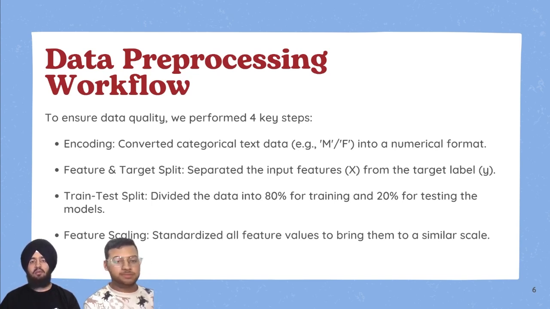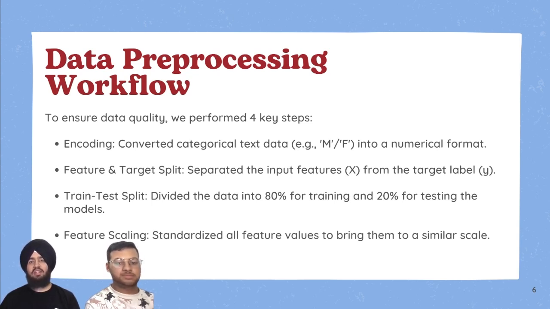And in this project, to ensure the data quality, we have performed four key steps. First one being the encoding part, second, feature and target split, third, train and test split, and fourth one is the feature scaling. In the encoding part, we have converted the categorical text data, for example, the M or F or the male or female, into a numerical format because it is easier for the machine learning model to understand it in a numerical or binary way, which is the 0 and 1.